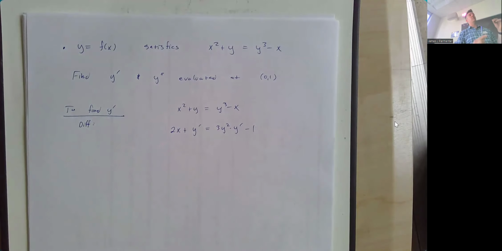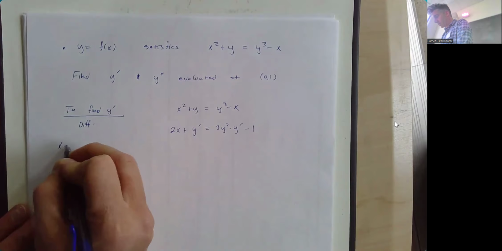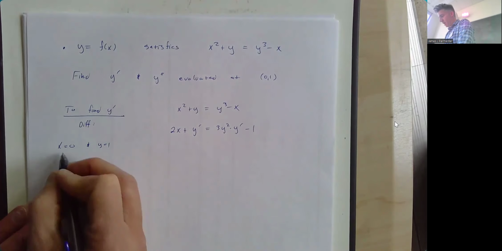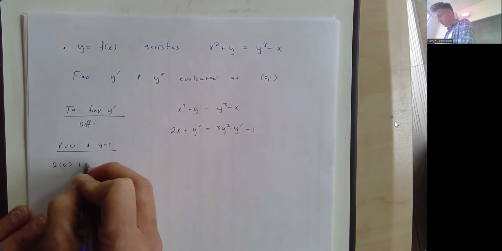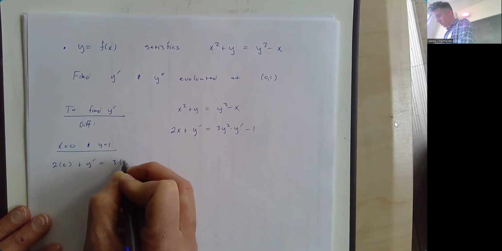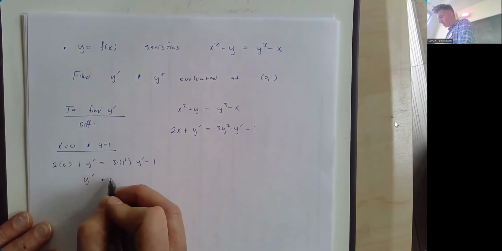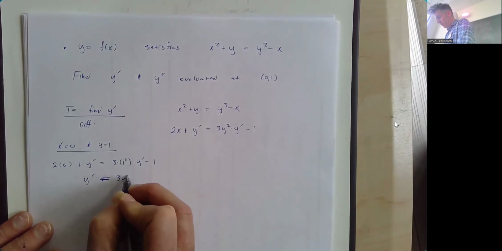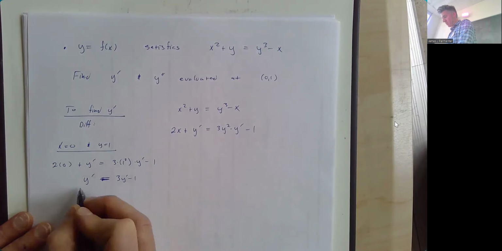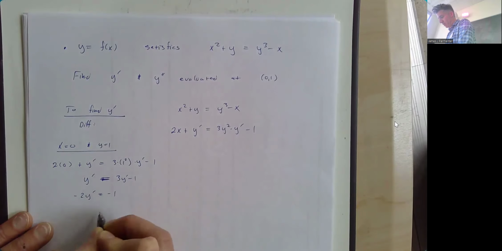Normally, if I was just asked to find the derivative at the point (0, 1), or find the slope of the tangent line, or the equation of the tangent line at the point (0, 1), at this juncture, I would just plug in 0 for x and 1 for y. Let's do that. I'm going to get 2 times 0 plus y prime equal to 3 times 1 squared times y prime minus 1. That simplifies to y prime equals 3y prime minus 1. So y prime minus 3y prime is negative 2y prime equal to negative 1. So y prime equals 1/2.